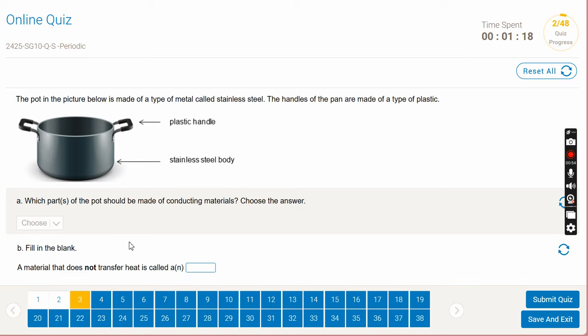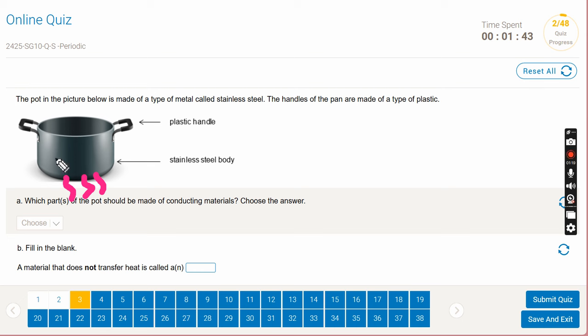The next one: the pot in the picture below is made up of a type of metal called stainless steel. The handles of a pan are made up of a type of plastic. Whenever you have heat underneath this pot, the body is going to heat up, right? And why do we want it to heat up? Because this is where the cooking happens. These are the handles where you're going to hold, so you need those plastics to be cool, so you can hold them and you don't burn your hand.